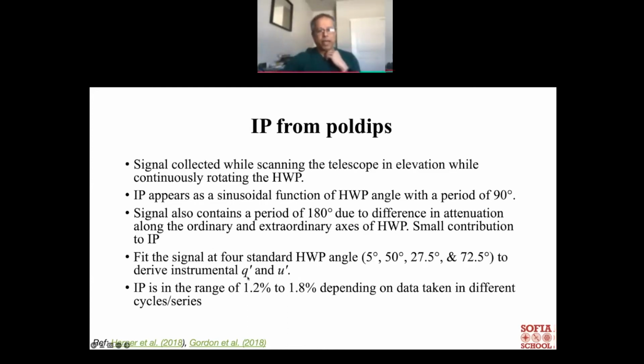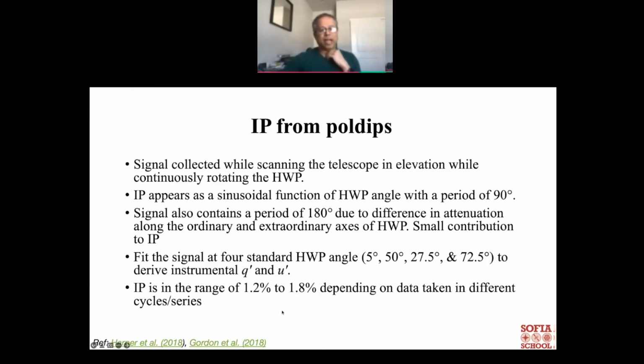Again, if you want to look at the detailed model, how this is modeled, if you want to understand more details of it, I urge you to go and read these two papers, Harper et al. or Gordon et al. Both of them have very good descriptions about how this is done. So again, I urge you to look at those. In this case, we have measured this for a lot of different series, a lot of different flights, and depending on which epoch and series you measure, we measure the Qs and Us between 1.2% and 1.8%.